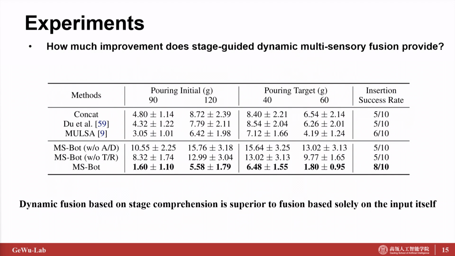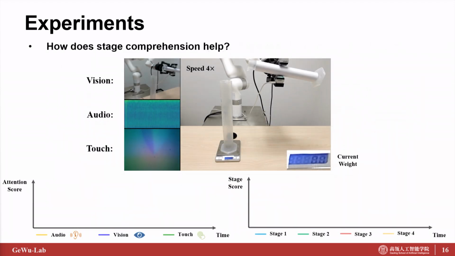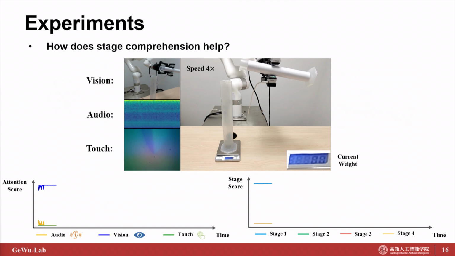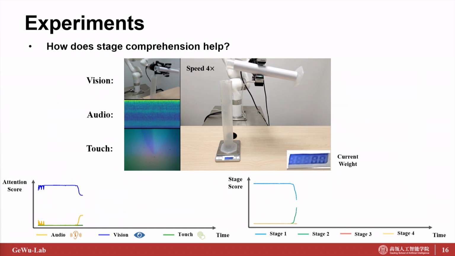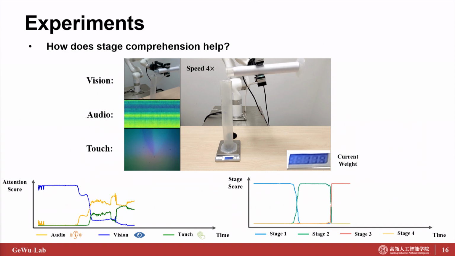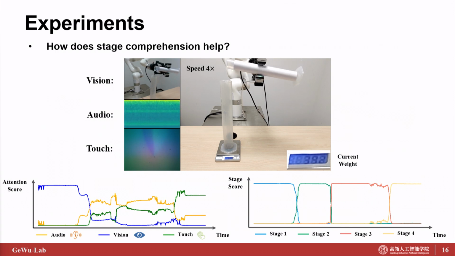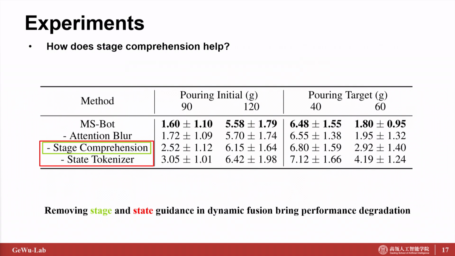Thanks to the stage comprehension, our method outperforms the baselines that use simple concatenation, LSTM fusion, and self-attention fusion in both tasks. You can also see how MSBot effectively works in this demo. Thanks to the accurate stage comprehension, the attention scores in MSBot show clear stage characteristics, which matches the way we think as humans. Also, when we remove the stage and state guidance from the dynamic fusion, we can see a performance drop in the task.